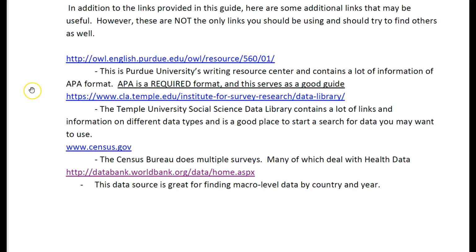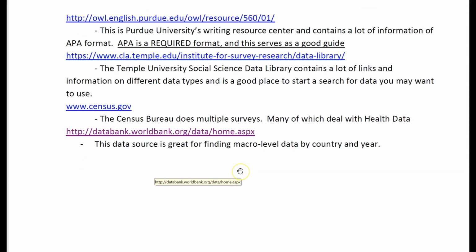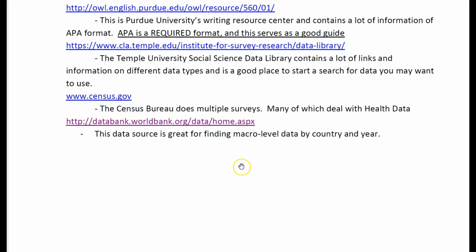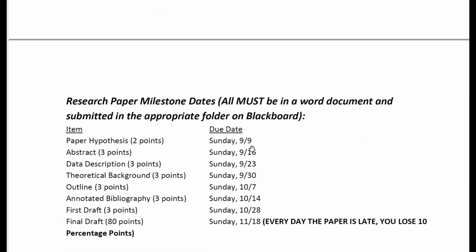Now, the other sources are ways to look at possibilities for some data. So you have the Social Science Data Library, which is offered by Temple. They have a lot of good data there that you can use. Census.gov is another place, and data.worldbank.org. I will talk about that a little more in the data analysis assignment.